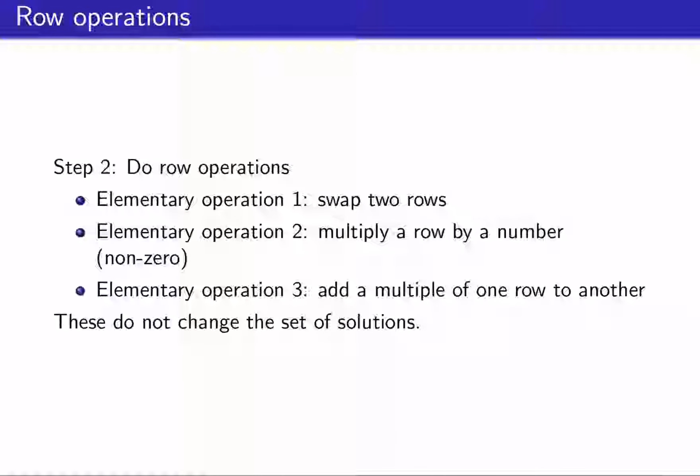Step two, we're going to do a bunch of row operations. If you remember, there are three kinds of row operations. Row operation of type 1 is swap two rows. We never used that last time, but we're going to use it this time at some point. Operations of type 2, multiply a row by a number, and this should be a non-zero number. And operations of type 3, you add a multiple of one row to another.